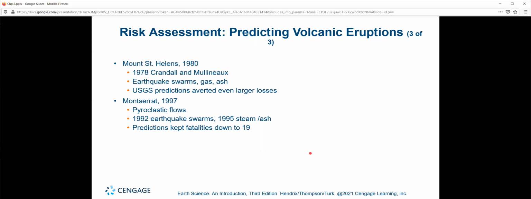So much so that the United States Geologic Survey, or the USGS, predicted Mount St. Helens would erupt and got a lot of the people that could have been negatively affected by it out of the way, averting large losses.